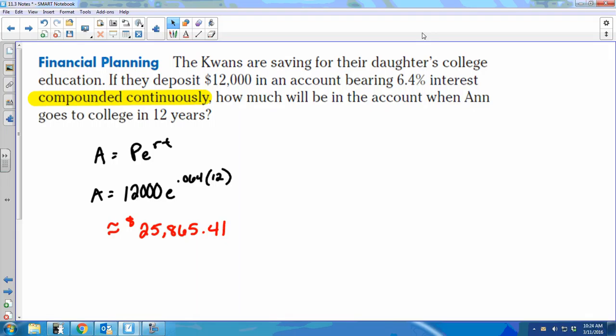Questions about where that came from? That's it. Learning Target 6. Any questions about Learning Target 6?